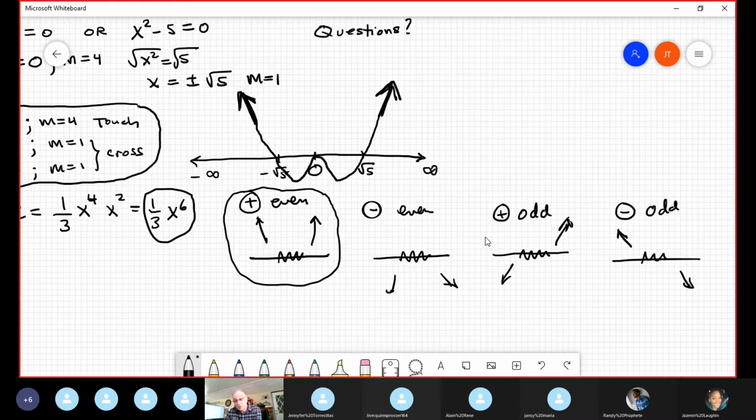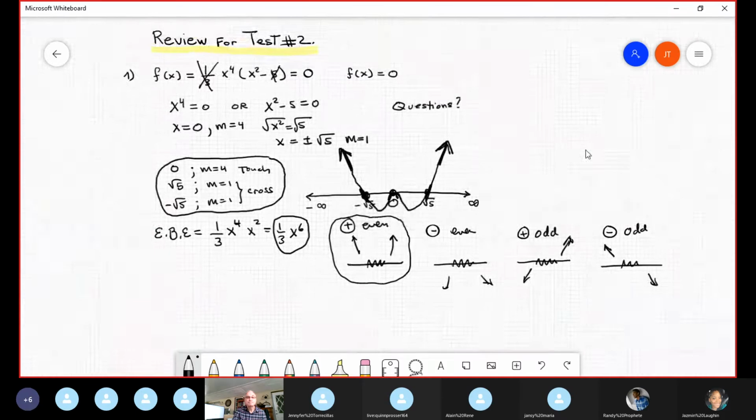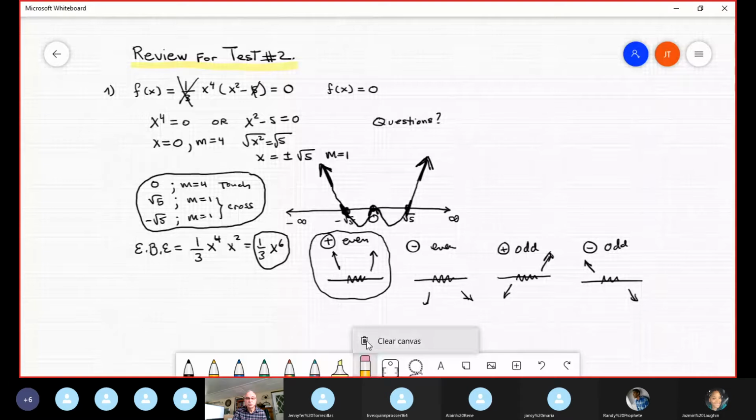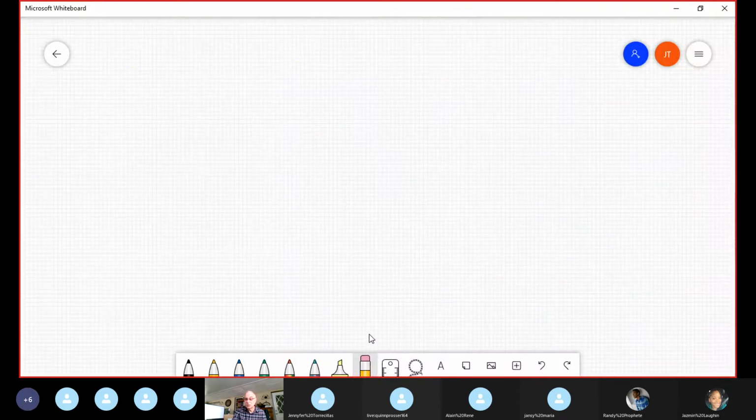Entonces the rest, bueno, okay, roughly, no exactly, but es 0 en radical 5 negative, 0 en 0, y es 0 en positive radical 5. Y I know que in the multiplicity 1, cross it, like that, cross it, y en multiplicity 4 in this case, que es even, touch. Any question? Any question? No? Okay, let's move on to the question 2, que es similar.